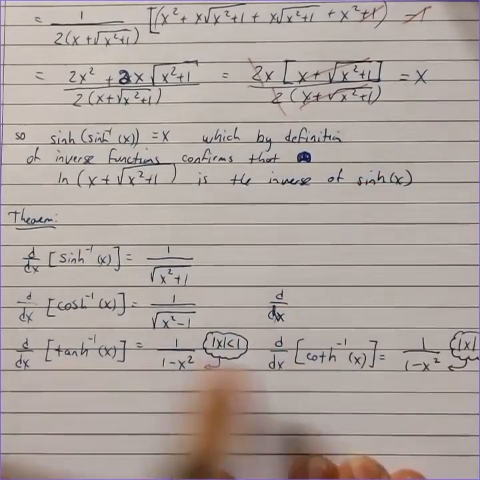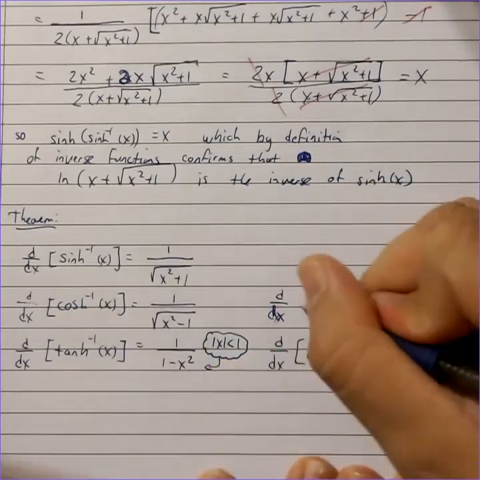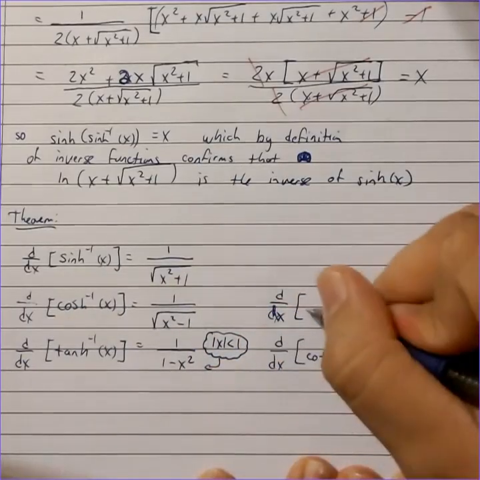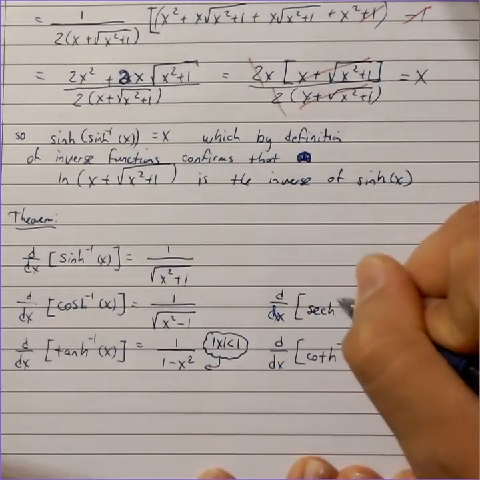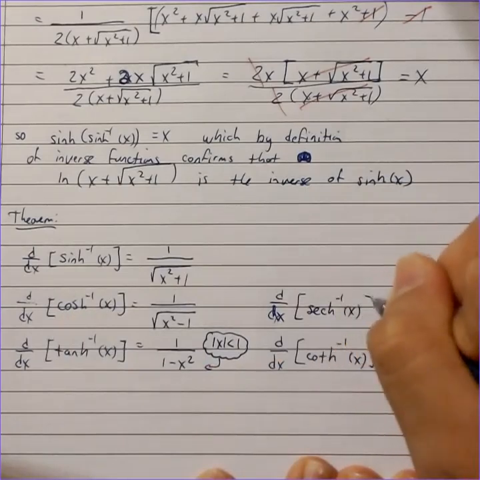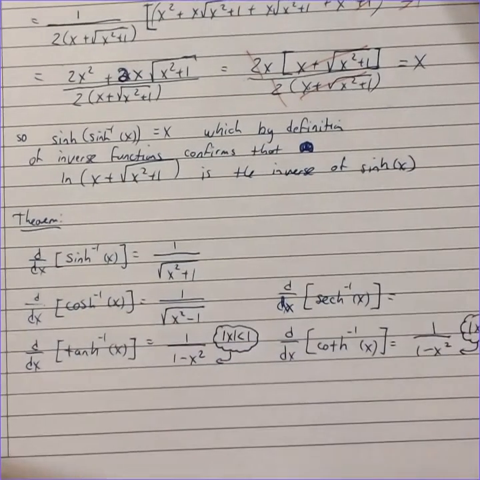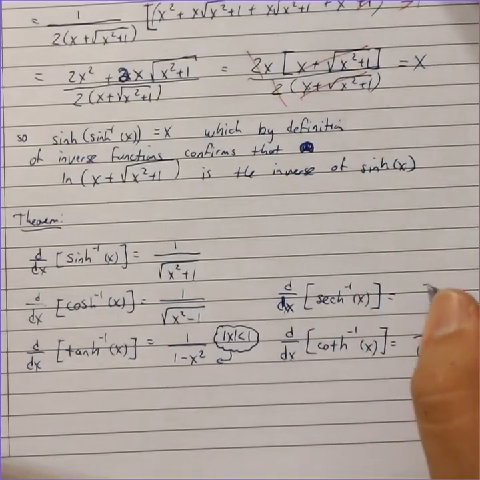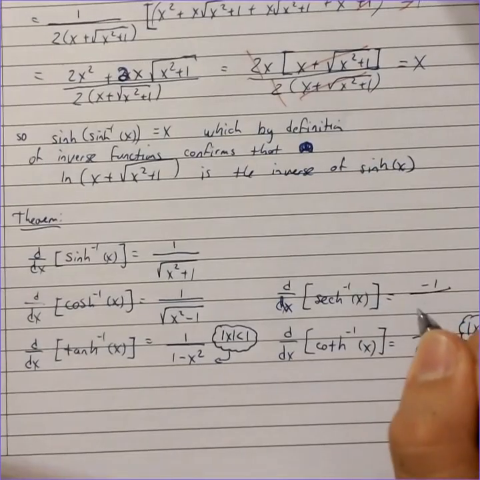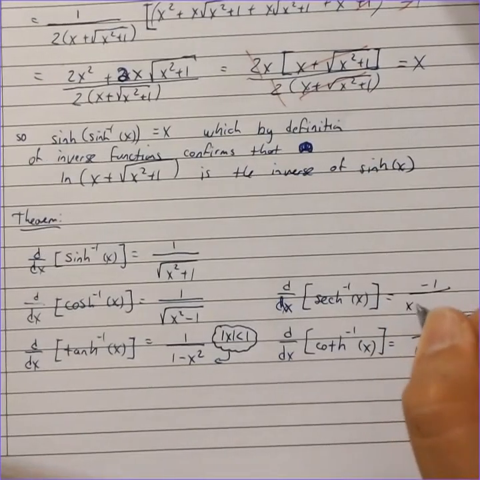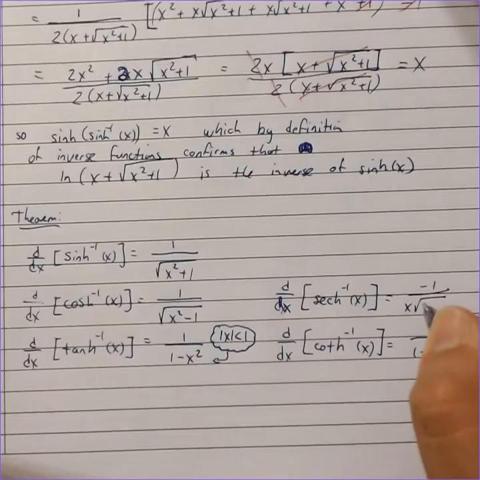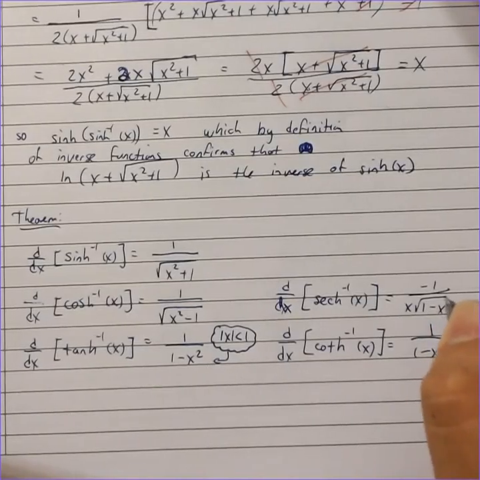Well, let's see, tangent, cotangent. So that's going to be the inverse hyperbolic secant function, sech inverse of x. And if you take the derivative of sech inverse of x, you get negative 1 over x square root of 1 minus x squared.